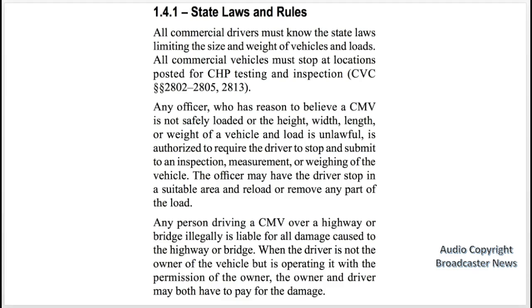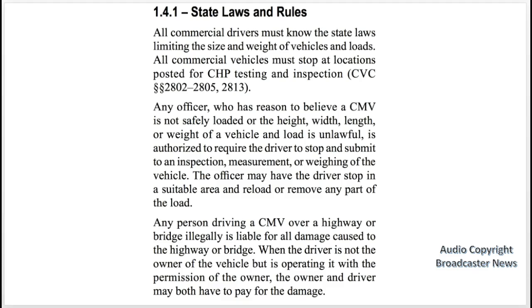Any officer who has reason to believe that a commercial vehicle is not safely loaded, or the height, width, length, or weight of the vehicle's load is unlawful, is authorized to require the driver to stop and submit to an inspection, measurement, or weighing of the vehicle. The officer may have the driver stop in a suitable area and reload or remove any part of the load.